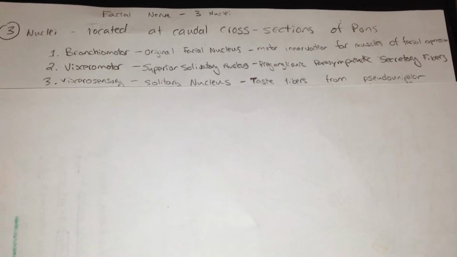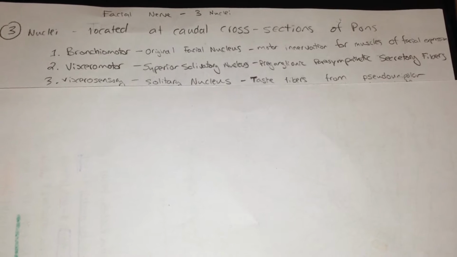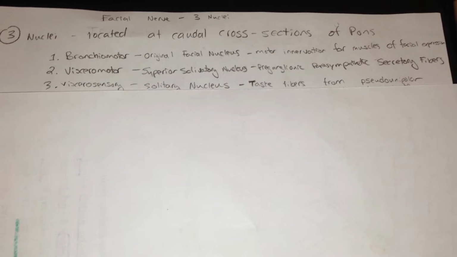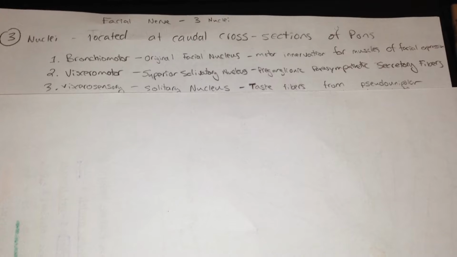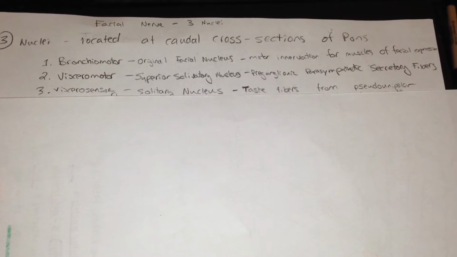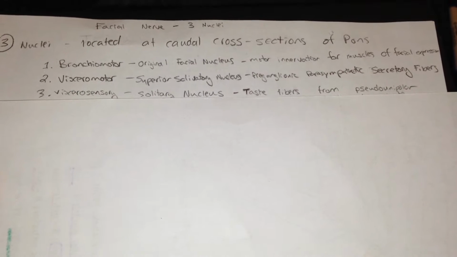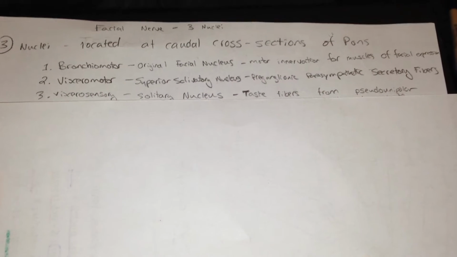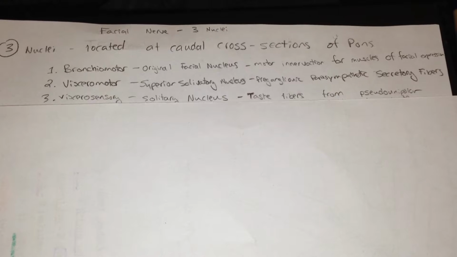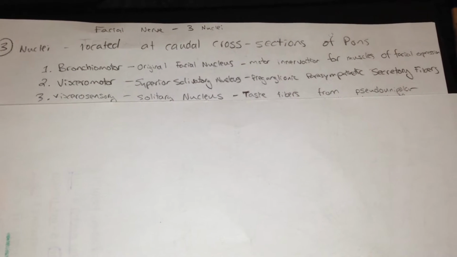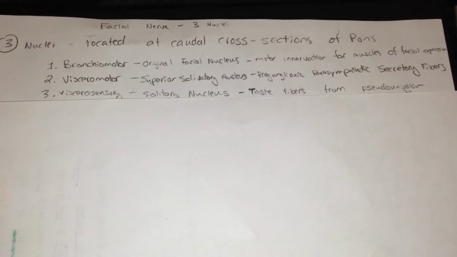The first nucleus is going to be branchiomotor. Branchiomotor is going to give motor innervation for the facial expression muscles. So once again, branchiomotor is going to give off the motor innervation for facial expression muscles.